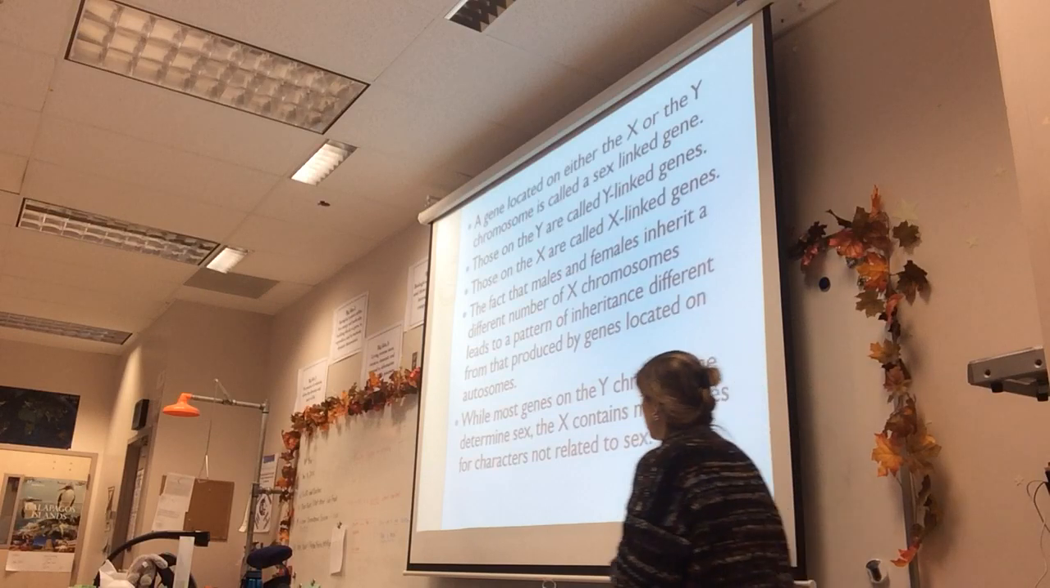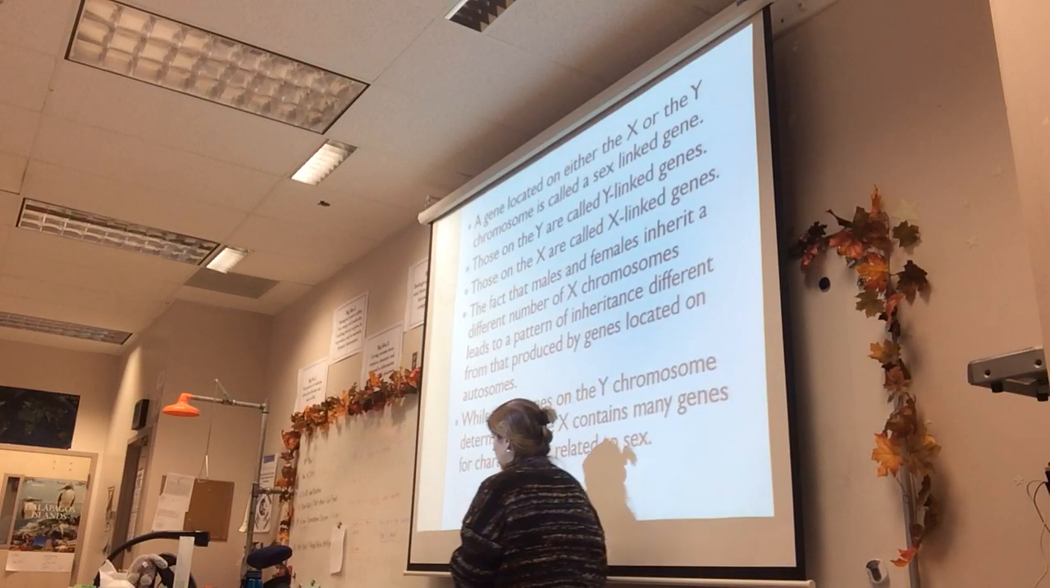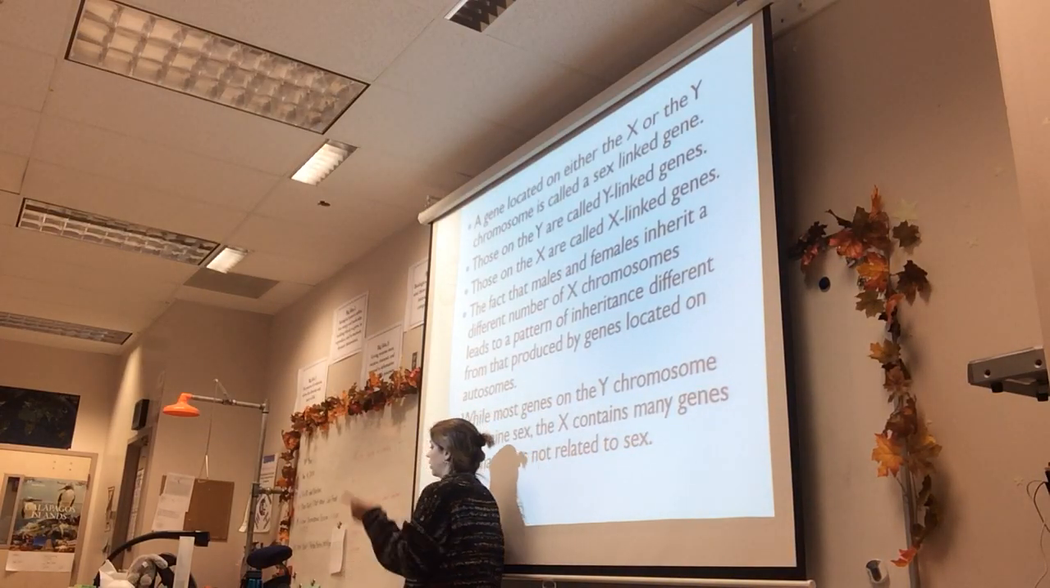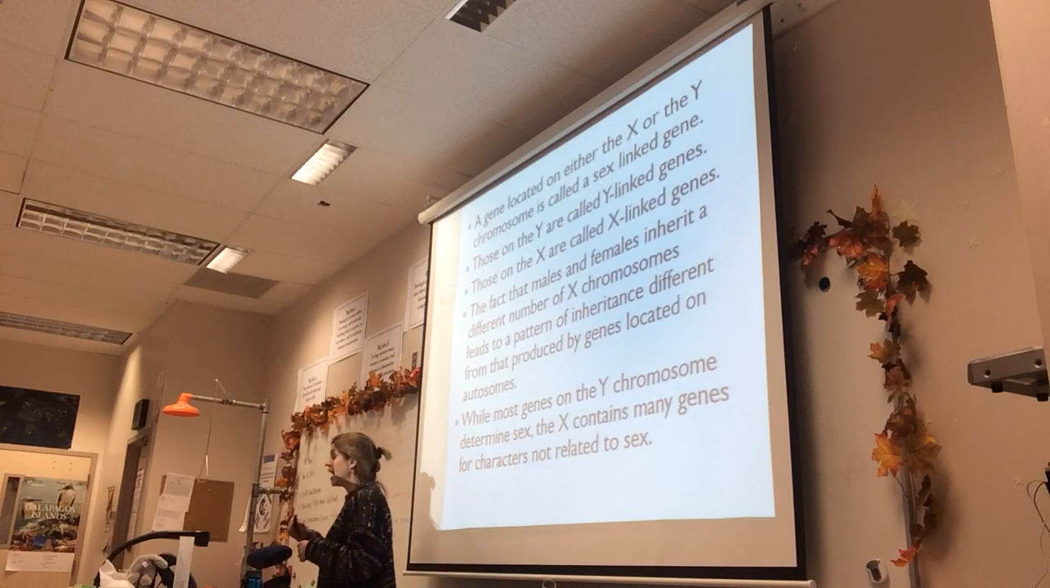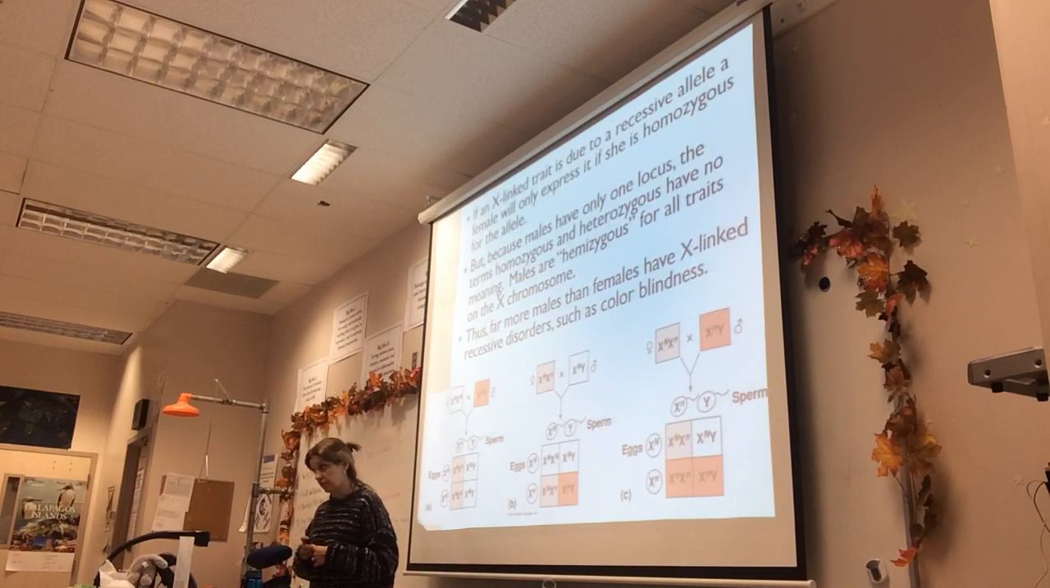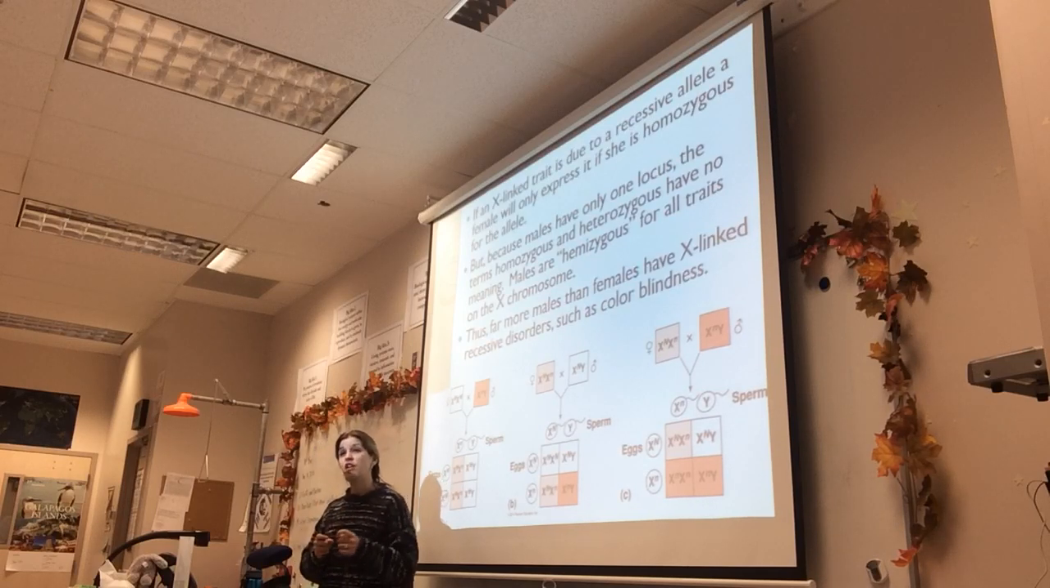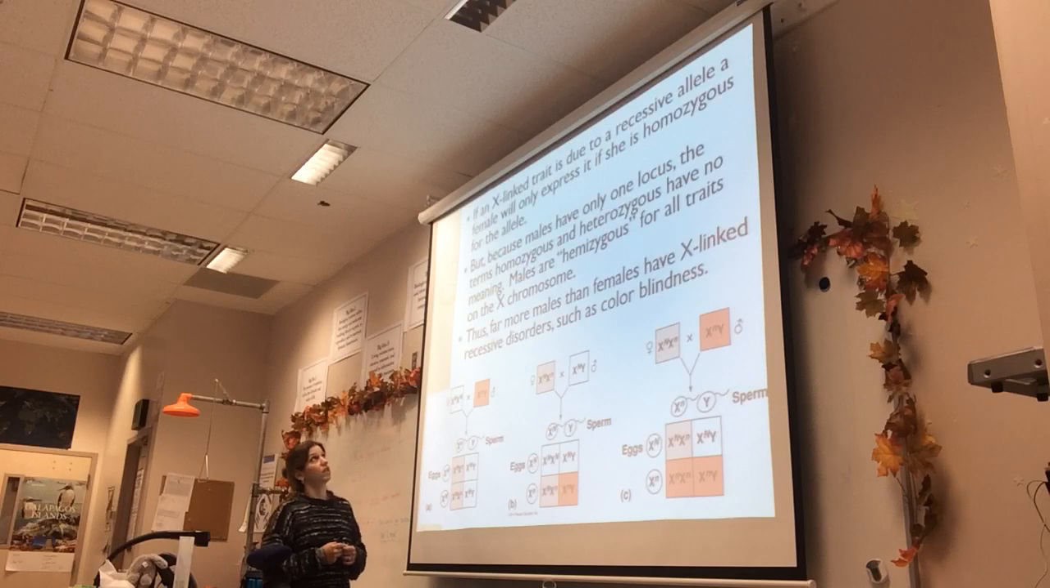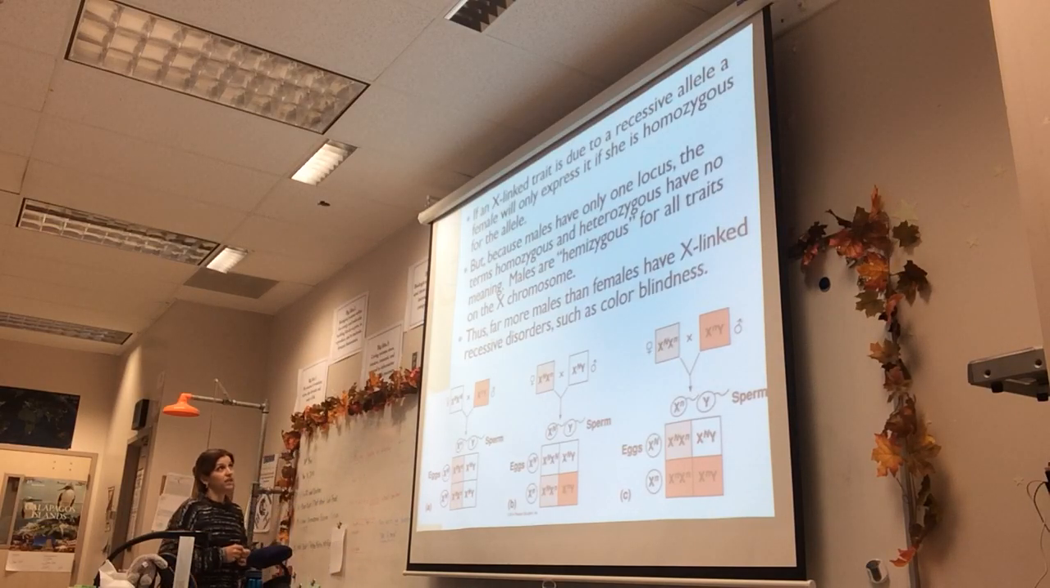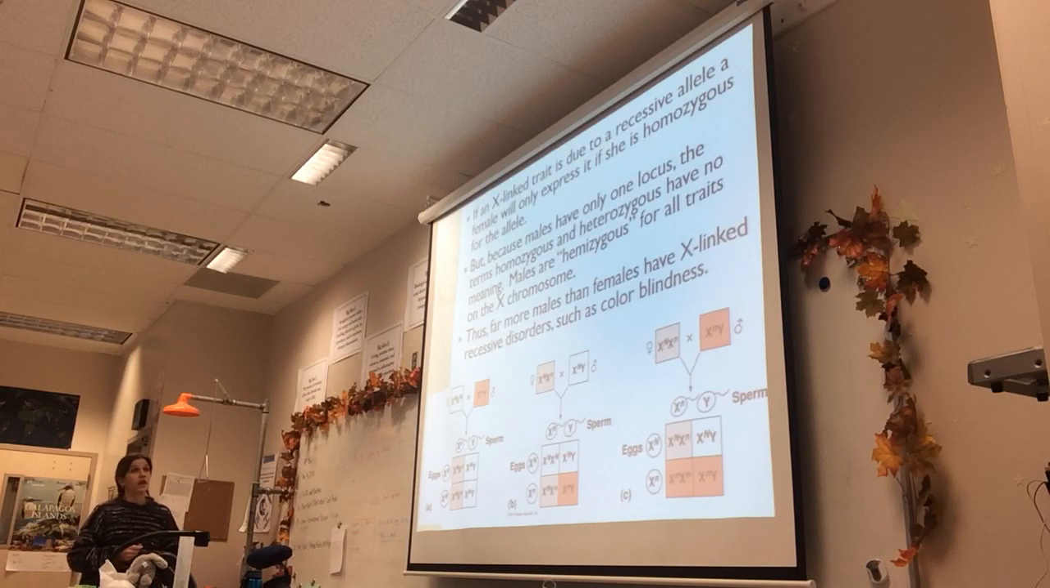While most of the genes on the Y chromosome determine sex, the X chromosome contains genes for a lot of things that are not related to sex. First, we're going to look at color blindness, and then we're going to look at your ability to have your blood clot, which is kind of important. Both of those are traits that are on the X chromosome. So, if an X-linked trait is due to a recessive allele, a female will only express it if she's got two copies.